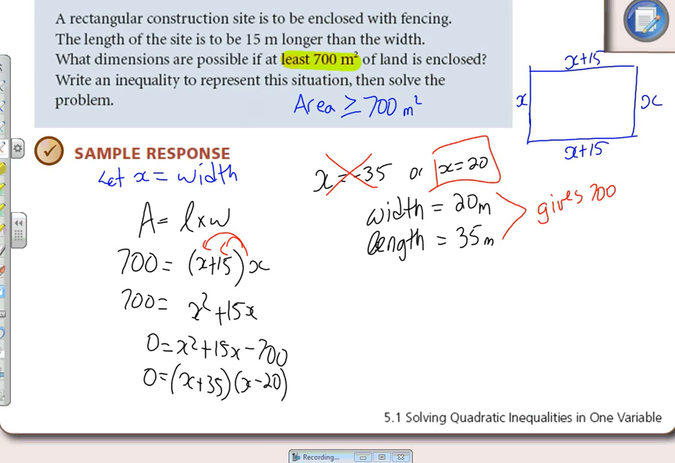So to make your inequality now, and inequality just means we're putting in the greater than, less than signs, it's going to be the length times the width, or x times x plus 15, that's the area, the length and the width multiplied, is going to be greater than or equal to 700. You can leave it as that, or you can expand it, whichever way you want to go.